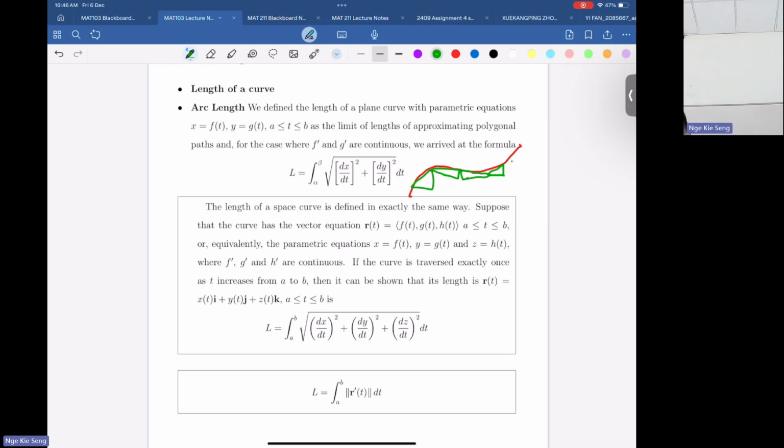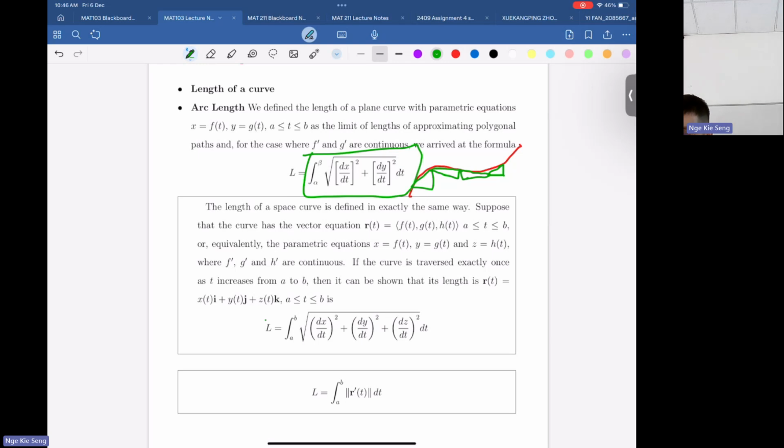So you can see that this is really estimating. But how to make the estimate close? You should make your triangle smaller and smaller. So this is what we did here, using (dx/dt)² plus (dy/dt)². If you are still interested or want to recall how we derive this, you should go back to the chapter on parametric curves. We did that last time.